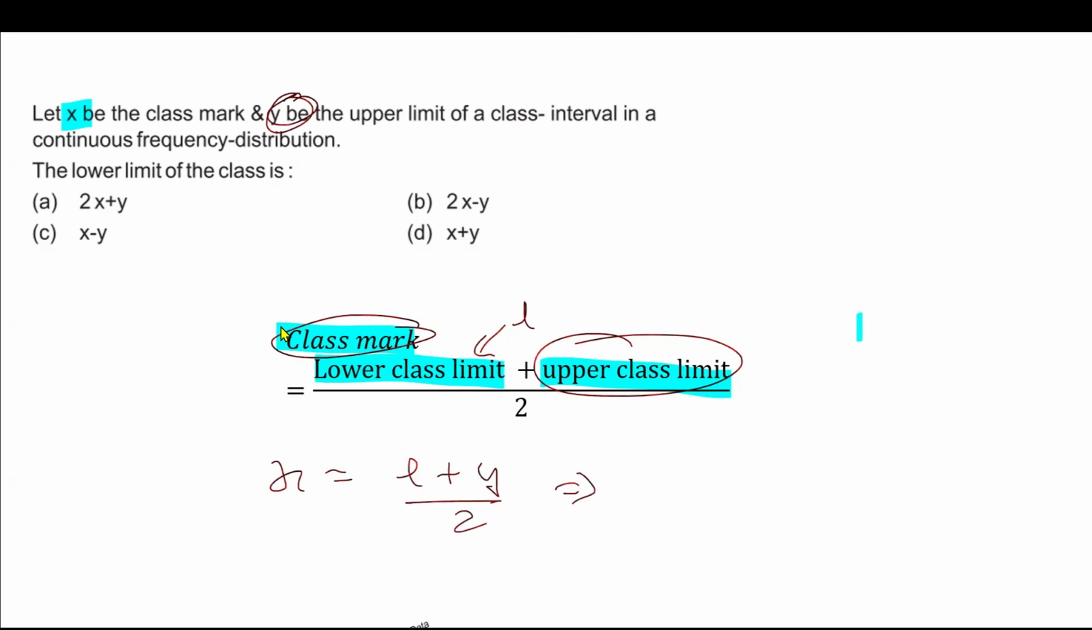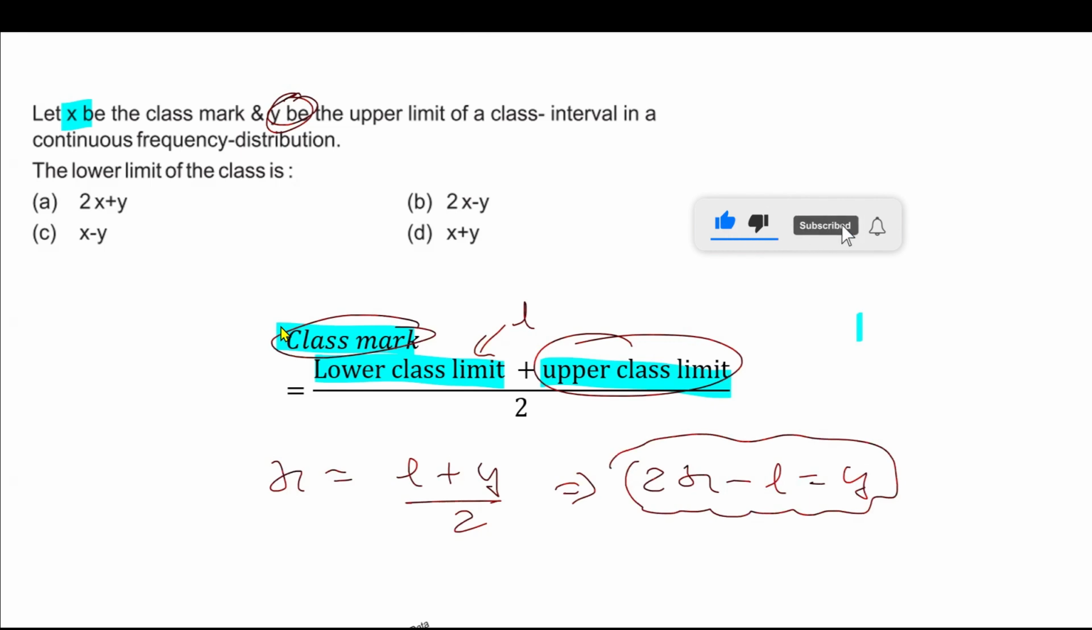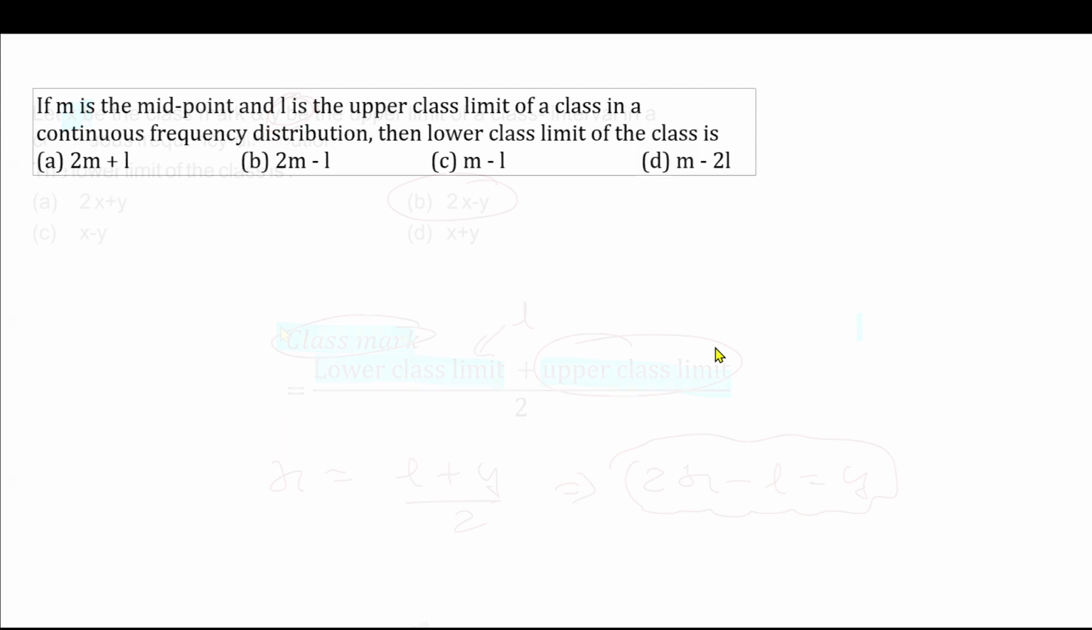Now, if I transpose 2 to the other side, it is 2x, and later transposing y will give you L equals 2x minus y. So that is the correct option over here. B is the correct option in this case.